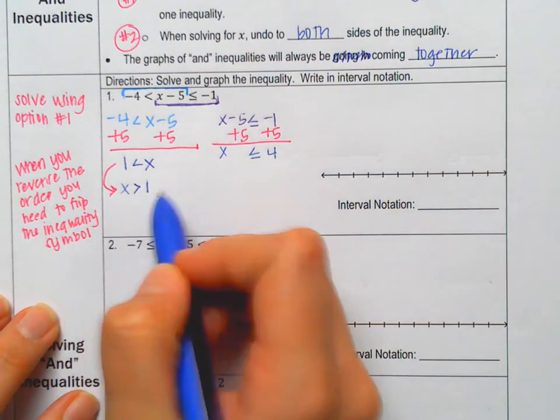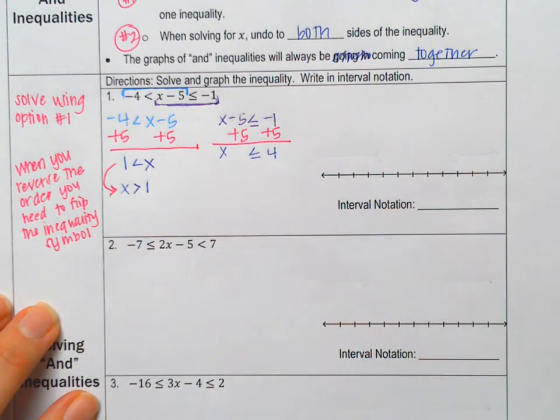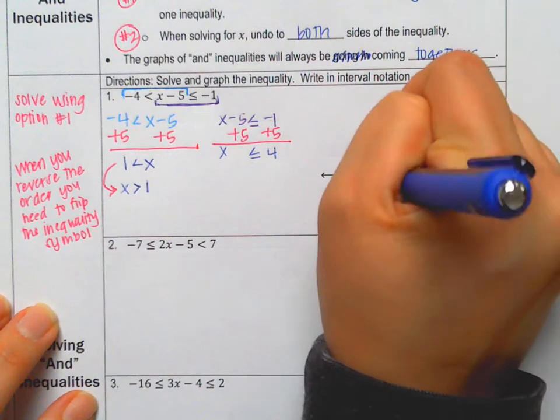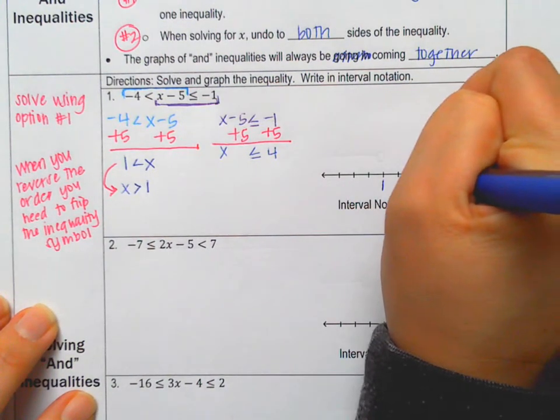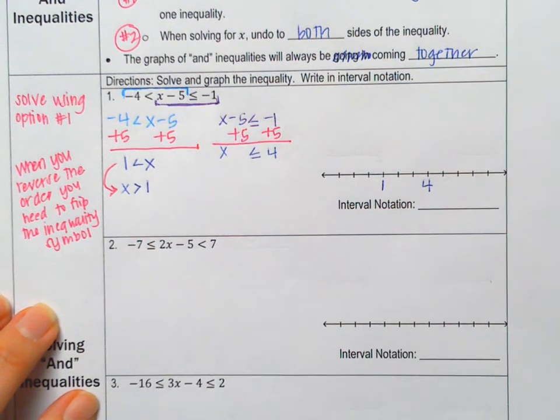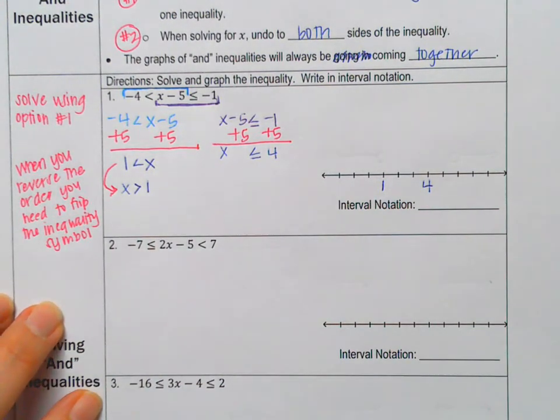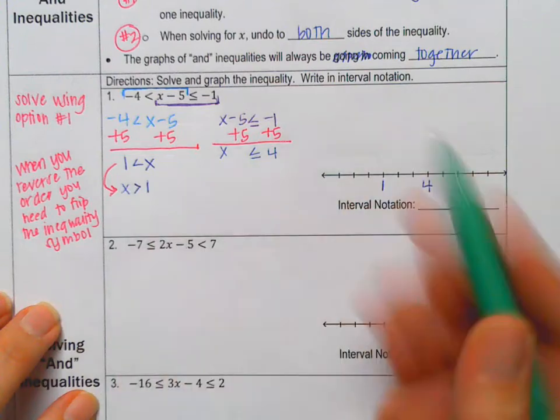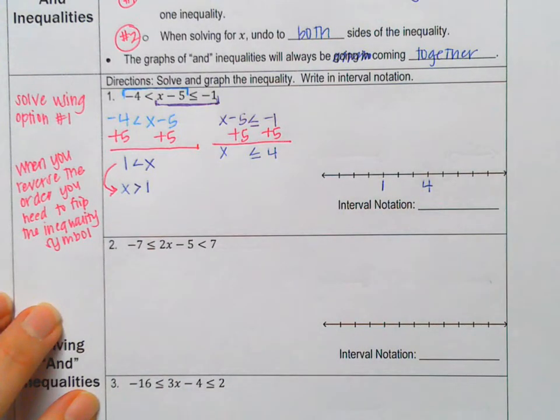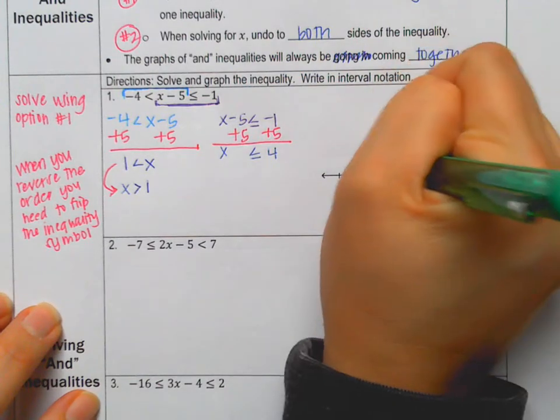So I'm going to first put 1 and 4 on my number line. I start with 1 because it's less than 4, and then 4. From there, I look, okay, x is greater than 1. Greater than is going to be an open or a closed circle, and it's going to be an open circle.